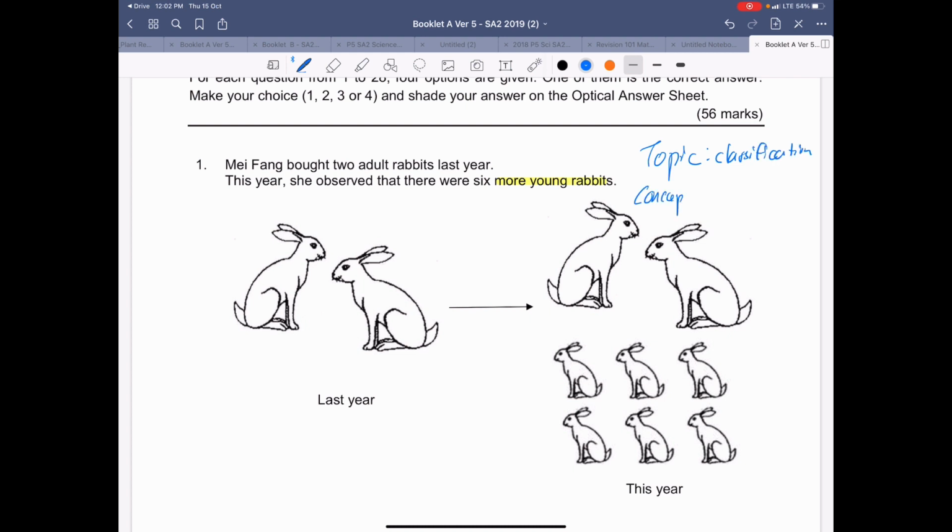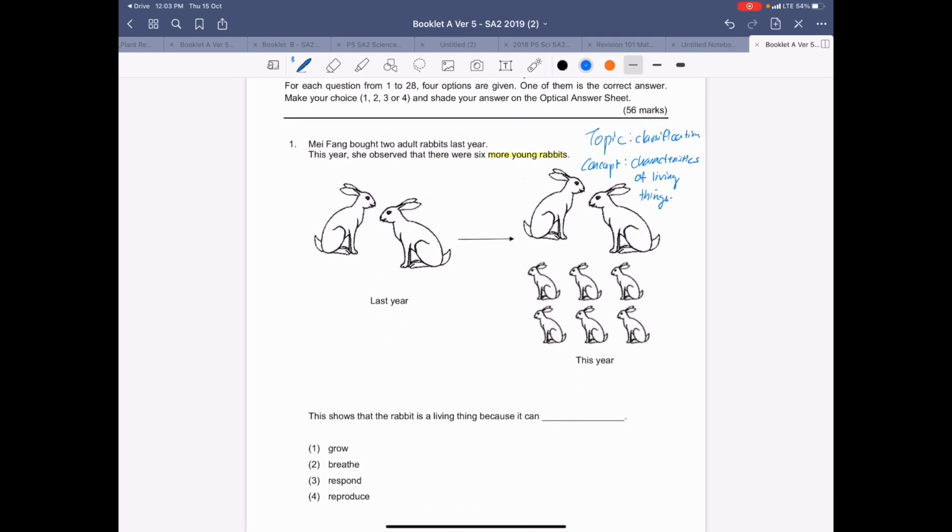Concept would be your characteristics of living things. So we know that some of the characteristics include things like living things need air, food and water to survive. Living things grow. Living things die. Living things reproduce. Okay? So in this case, which of the characteristics does it show? It actually shows reproduce.